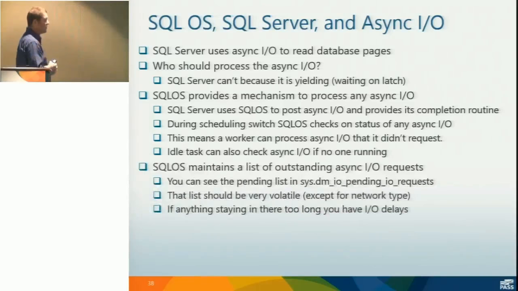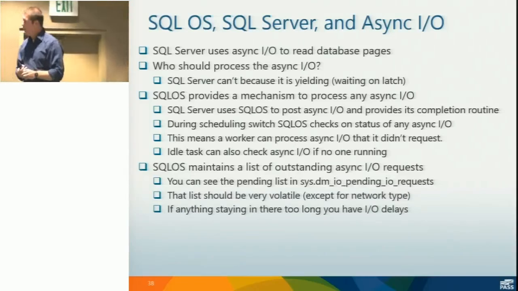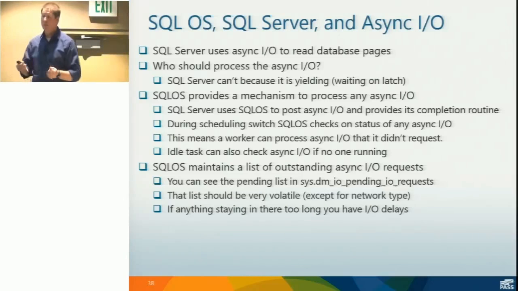So what happens is that SQLOS, here's another data structure again, maintains a list of these IO requests. You can see these yourself by looking at this DMV, dm_io_pending_io_requests. That's a mouthful. If you look at that DMV at any point in time, that is a pending list of all async IOs that SQLOS knows about.